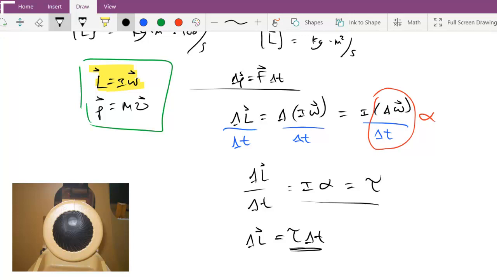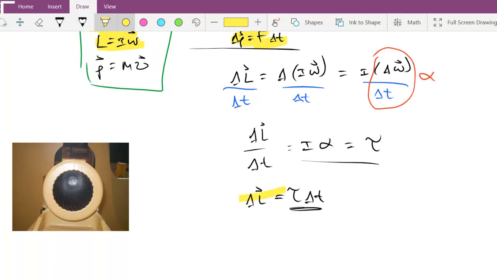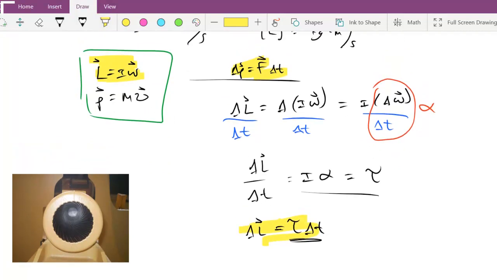Remember, in order to change linear momentum, we had to apply a force over a time interval. In order to change angular momentum, we must apply a torque over a time interval. So this goes to explain a lot of phenomena that we actually see in nature.